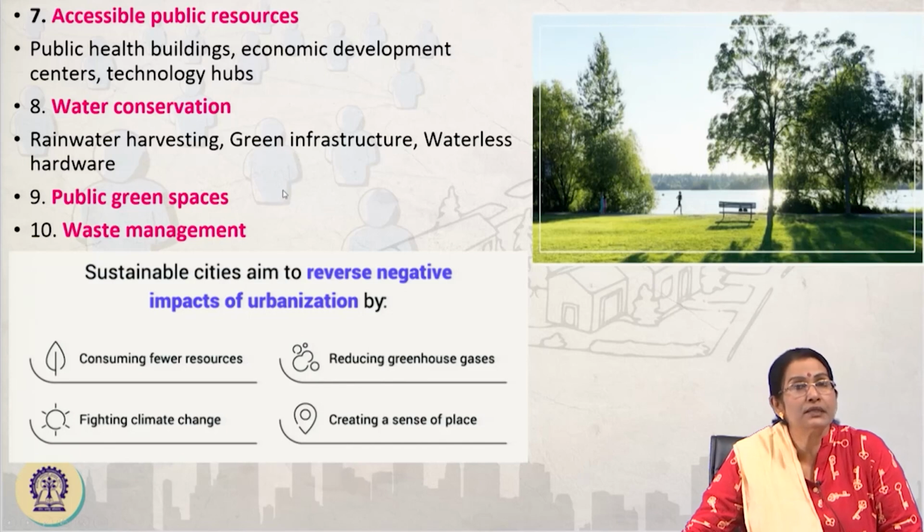And public green spaces in cities: within 2 kilometers, and within the colonies within 2 to 5 kilometers, there are city parks, gardens, and playgrounds for children. So public green space should also be developed as a part of smart cities and sustainable cities.